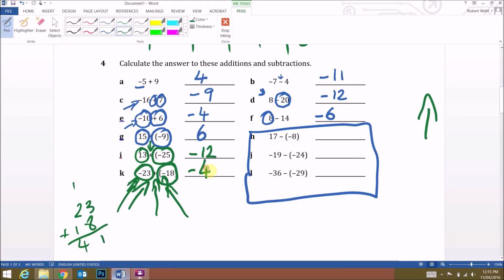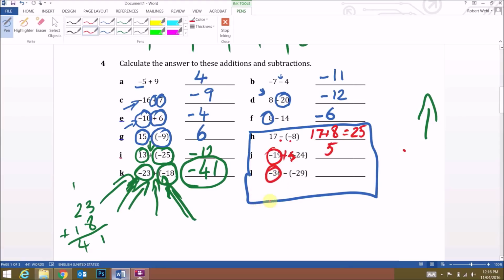So I've got -41. If I have a bill for 23 and a bill for 18 and I put them together, I owe a total of 41. Here, because we're taking away a negative number, it turns into plus. So this one is actually 17 plus 8, which equals 25. This one here is negative 19 plus 24, which gives me 5.